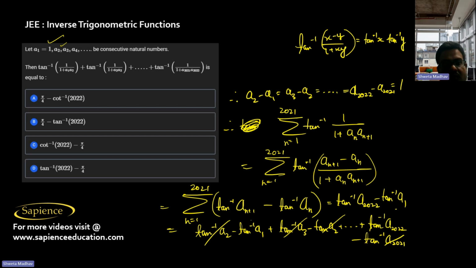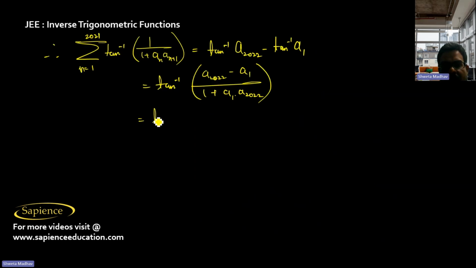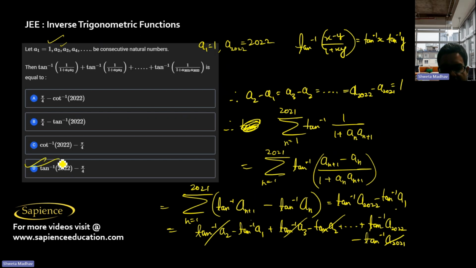So these are actually consecutive natural numbers. So A1 is 1, so A2022 will be 2022 only. So this will be tan inverse of 2022 minus tan inverse of 1. Tan inverse 1 is pi by 4. So this will be tan inverse of 2022 minus pi by 4. So option D is the correct answer.